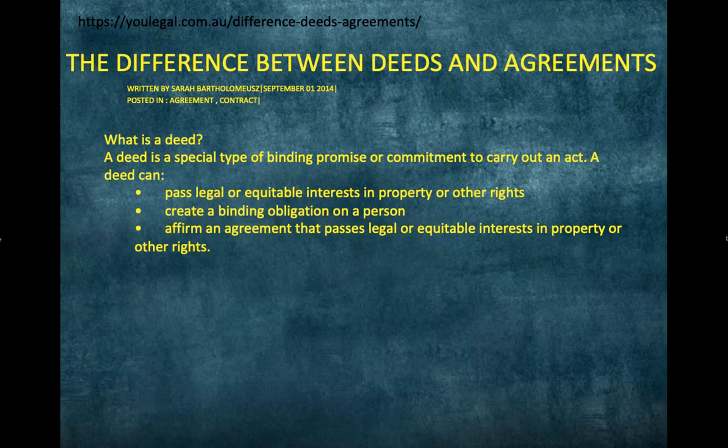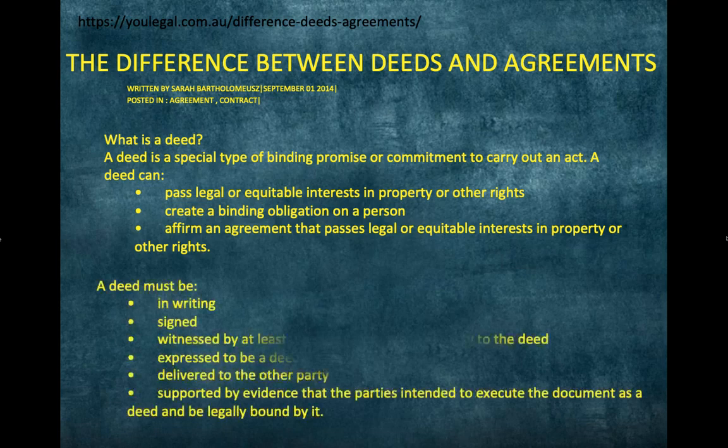Now you'll see that everything is about your rights. So by doing a counter deed, you're going to get your rights back. And these are the essentials for a deed. A deed must be in writing. A deed must be signed. A deed must be witnessed by at least one person who is not a party to the deed. A deed must be expressed to be a deed. A deed must be delivered to the other party. A deed must be supported by evidence that the parties intended to execute the document as a deed and be legally bound by it.